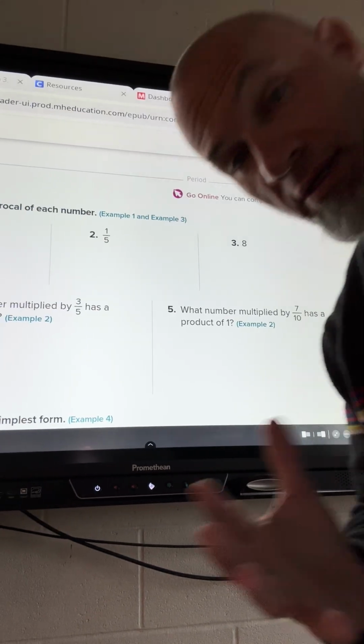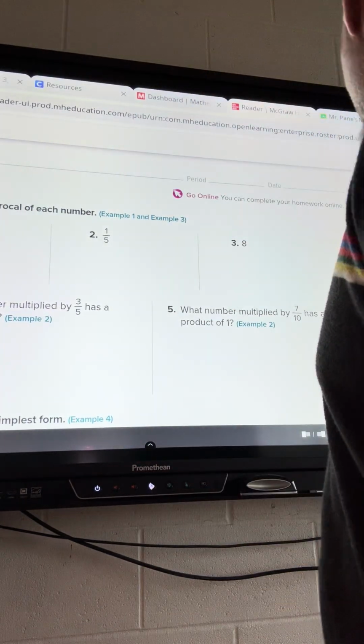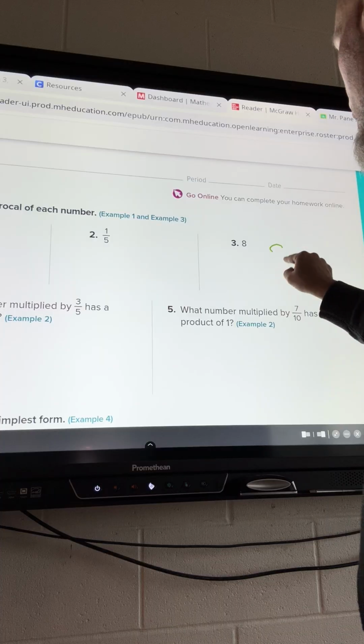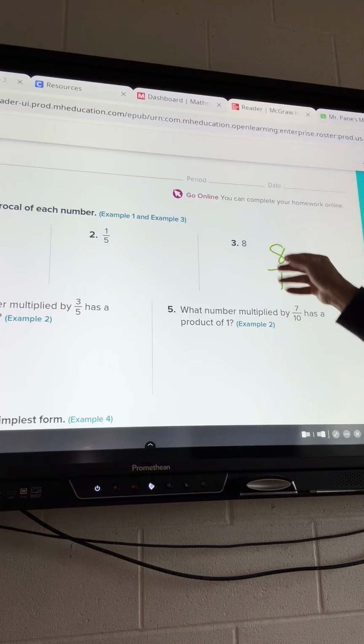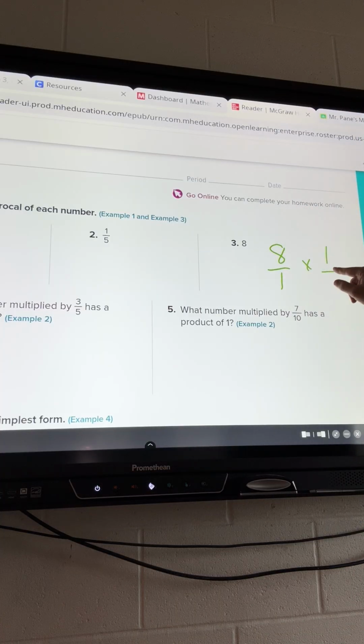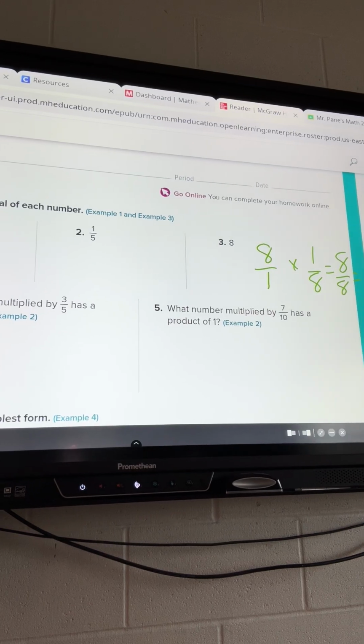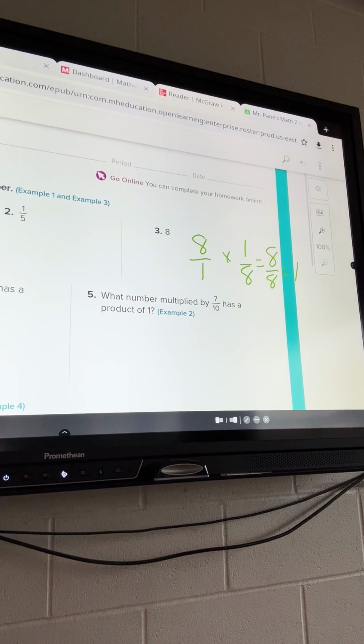Now you're going to notice number 3, which you did not have to do, but I'll give you a little bonus here. If you had something like 8, you should know that 8/1 is the same as 8, and the reciprocal would be 1/8. So when you multiply, you get 8/8, which is the same as 8 divided by 8, or you would get 1.